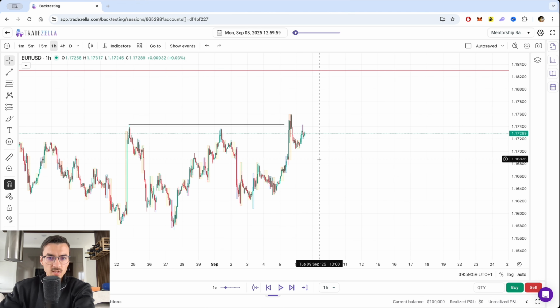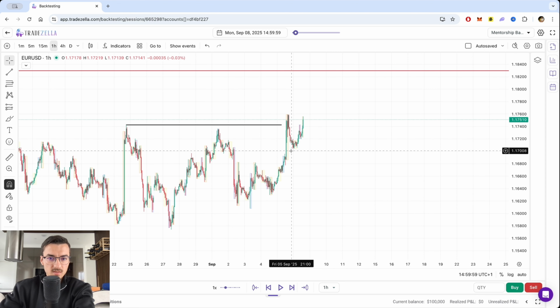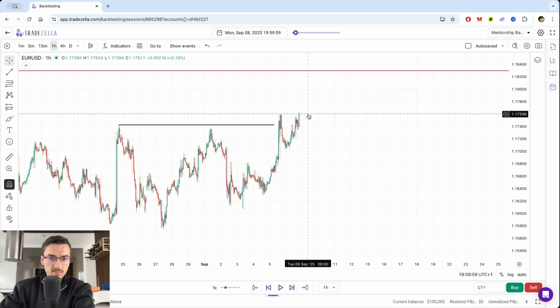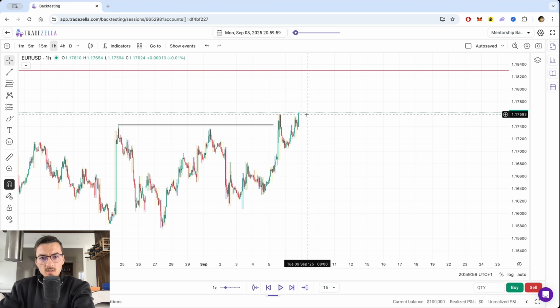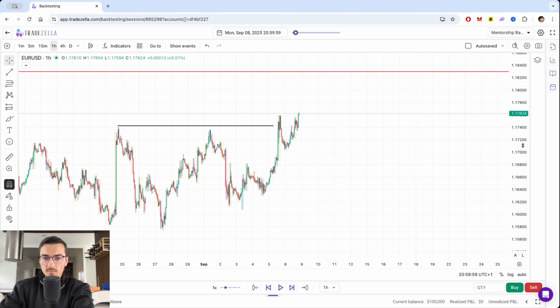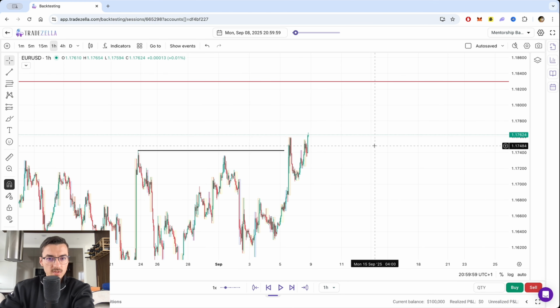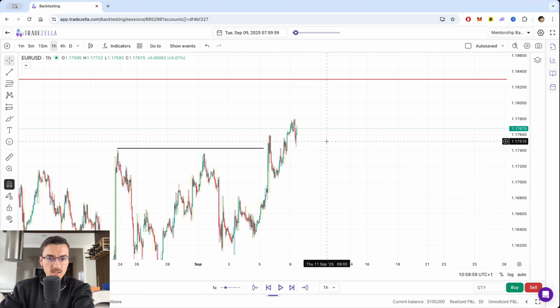Okay, so I don't trade London, so I don't really care about this. I'm seeing this liquidity down here, this one right here. Let's see if, okay. So we swept that, but we swept it at 8 p.m., which I'm not trading, right? New York is more than done at this point. So let's just continue to Tuesday.